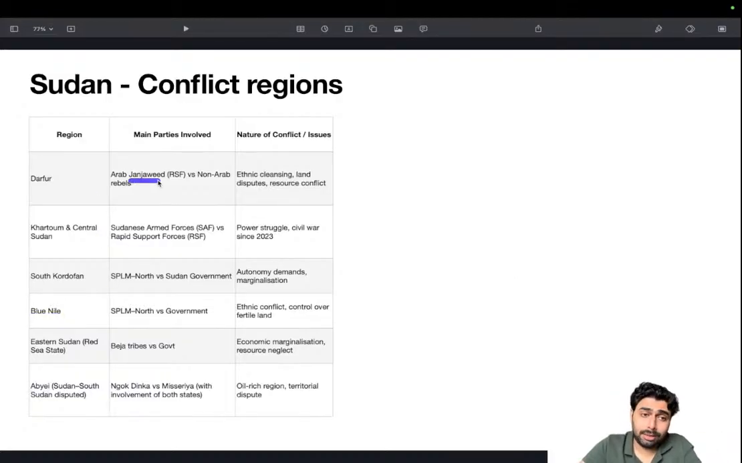Also, Janjaweed. Janjaweed is associated with which civil war? Such a question could be asked. It's a local militia, and they are the ones comprising the Rapid Support Force, the paramilitary force that's fighting the military of Sudan.